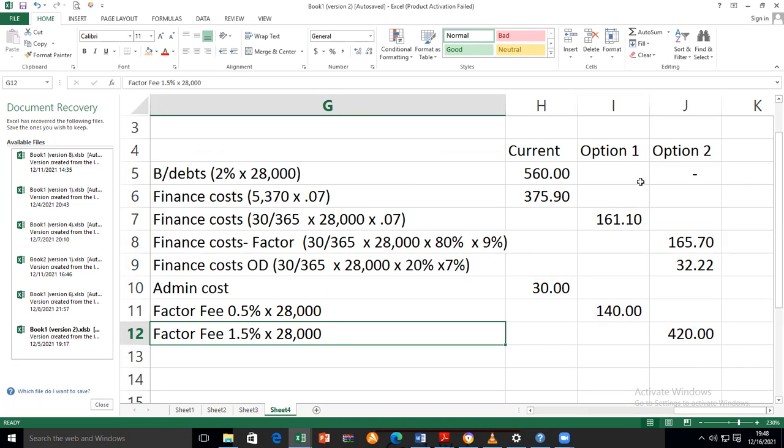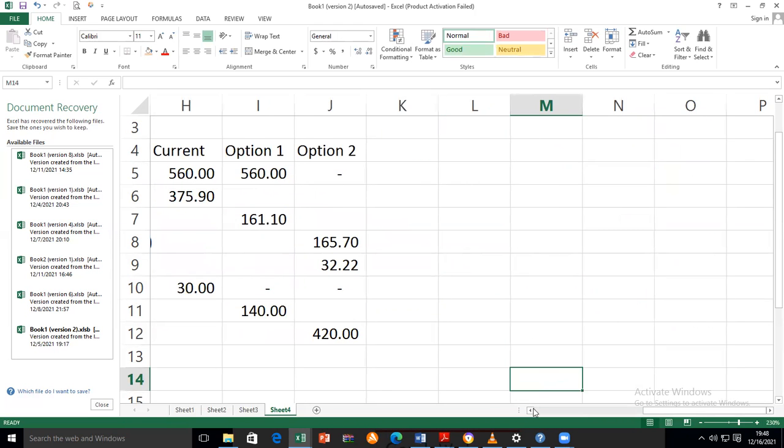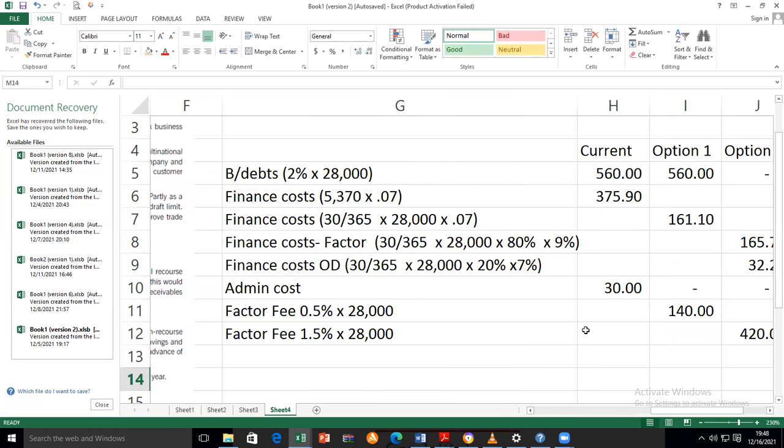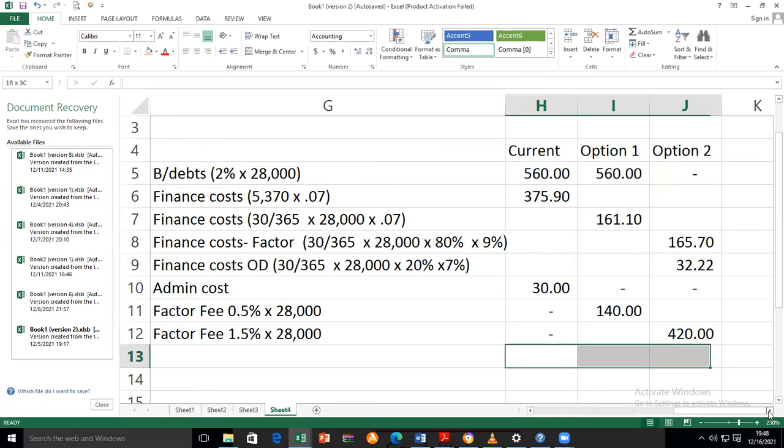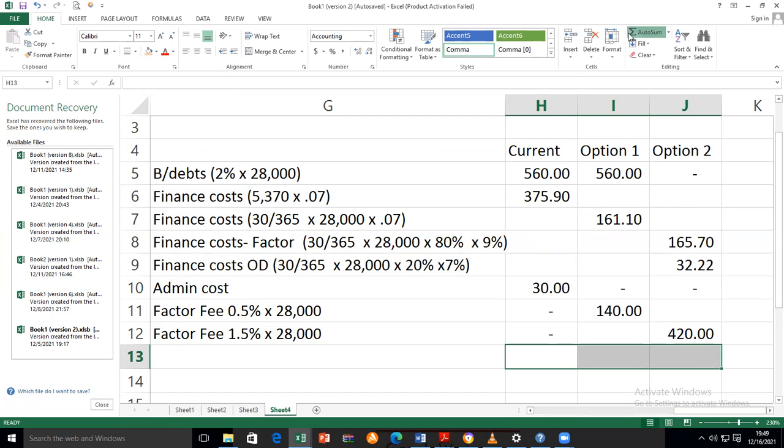Bad debts. Here, the bad debt does not disappear. There, the bad debt disappears. There is no admin cost. The admin costs are not there. Okay. Here, you don't have these fees. So then, we can finally indicate what is happening here.